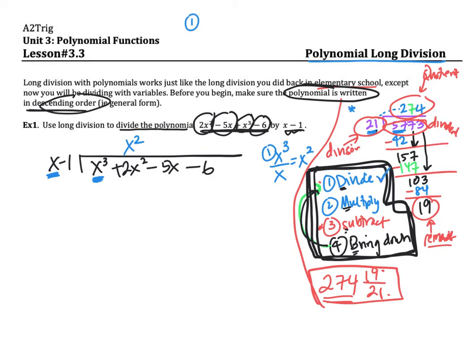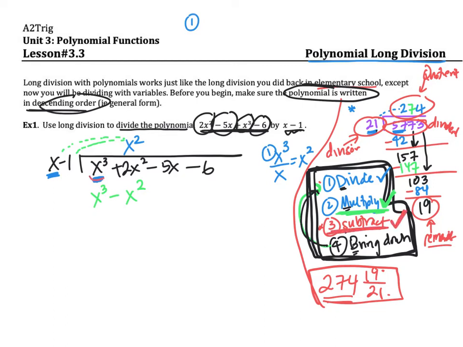So step number 1, I just divided. Step number 2, I'm going to multiply, right? So I need to do this step next over here. So multiply, that means x squared times x is x cubed. X squared times negative 1 is negative x squared. So I've done step number 2. I've multiplied. Step number 3, I should subtract.